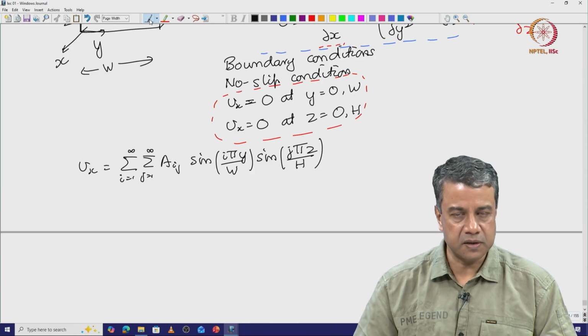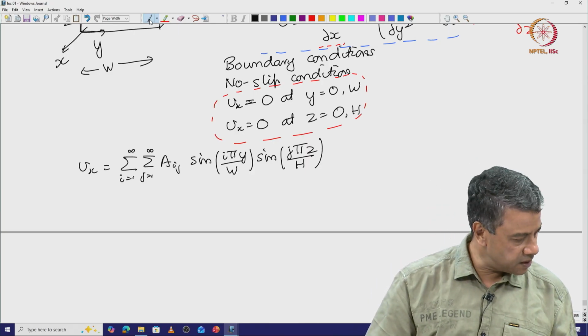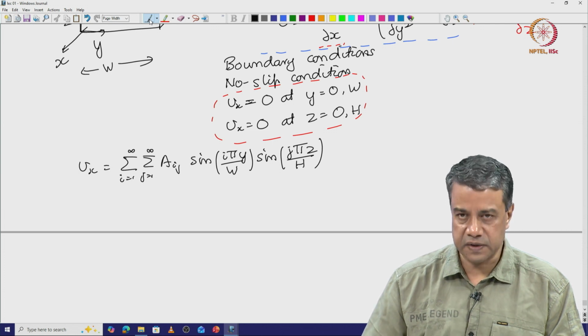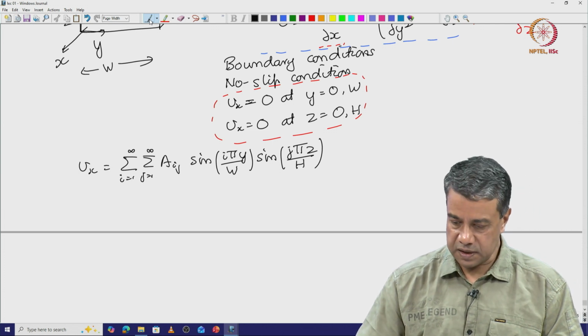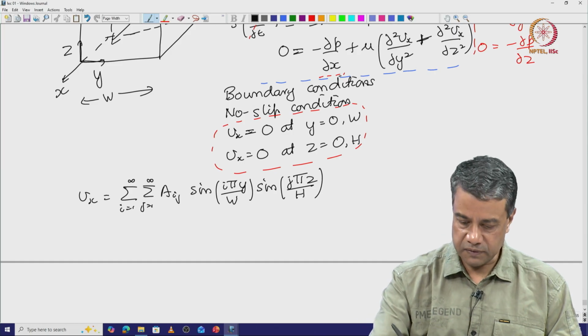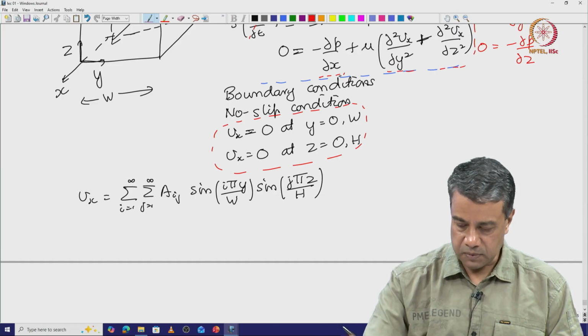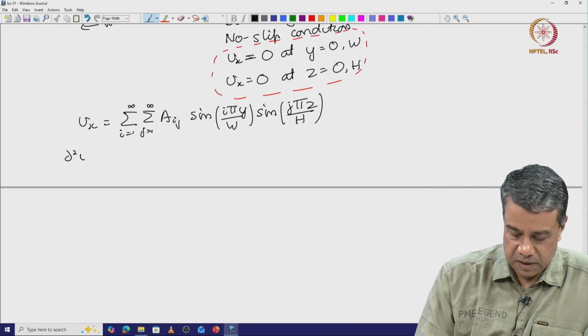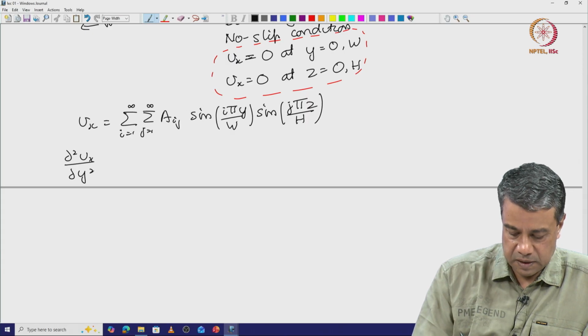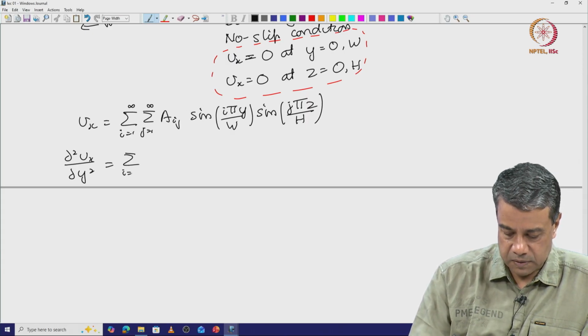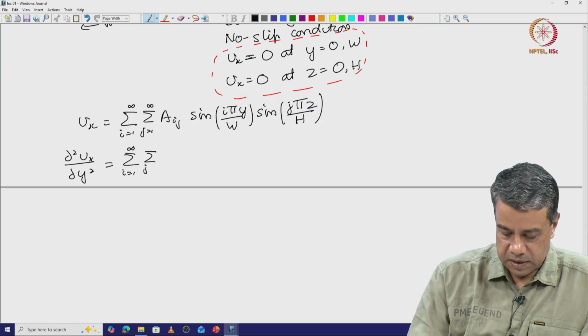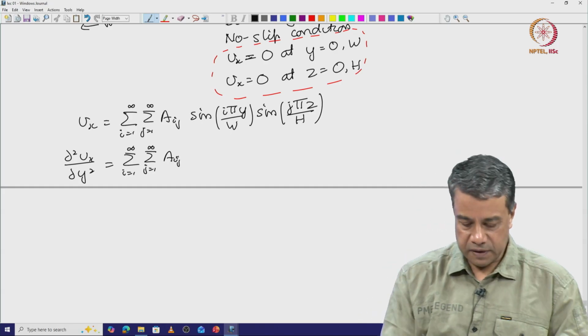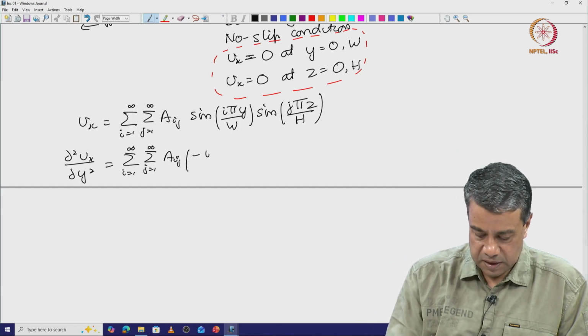and this expansion is substituted into the conservation equation. Note that the conservation equation contains the derivative of the velocities with respect to y and with respect to z, the second derivatives. Therefore, I will get partial square Vx by partial y square is equal to sigma i equal to 1 to infinity, sigma j equal to 1 to infinity aij. When I take the derivative, I get a minus i square pi square by w square.